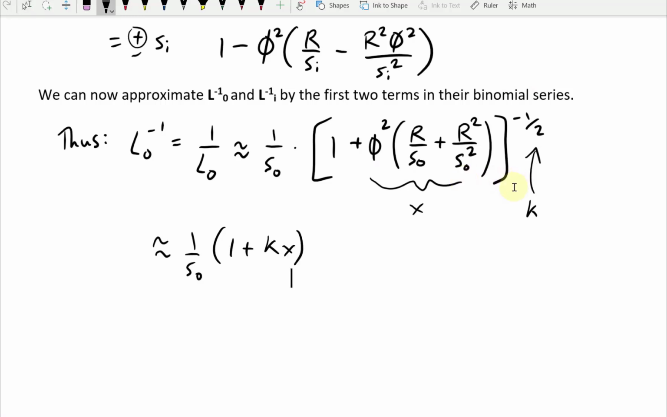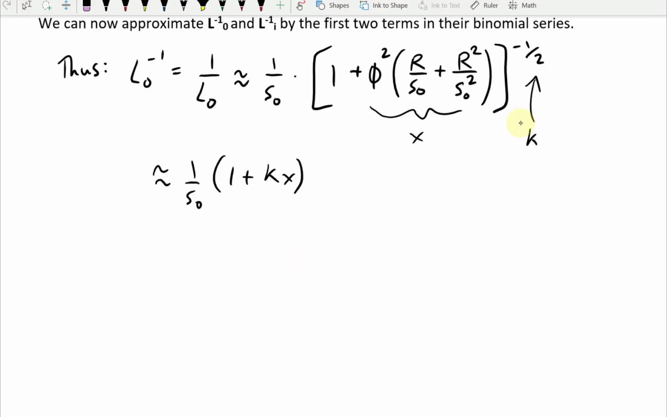And now notice the beauty of this part. We removed this square root because we just approximated with the first two terms of the binomial series, and we got rid of the power, this whole negative square root. So now this is much, much simpler than having to deal with that square root. And that's why Taylor approximation is quite powerful.